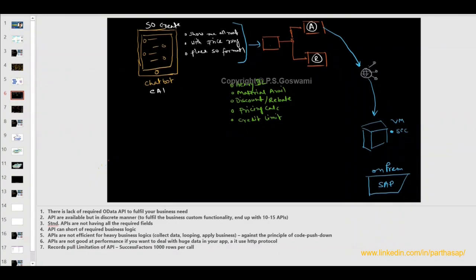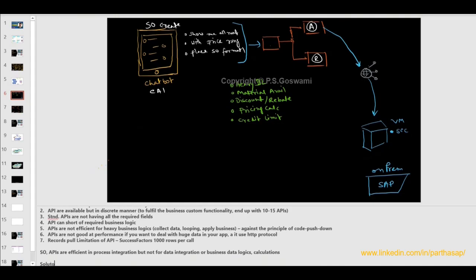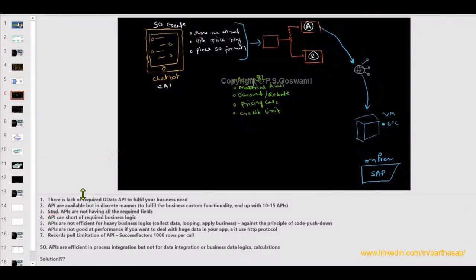So it is not that APIs are always bad, but APIs are efficient for process integration, but not for data integration or business data logic calculations. So you're saying there are different limitations, but what is the solution in that case?